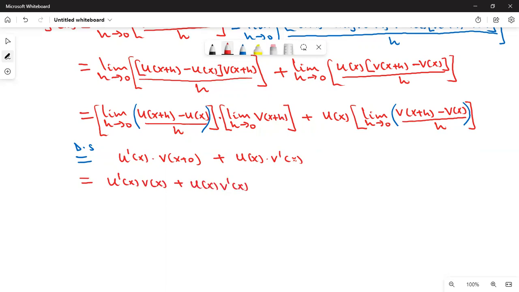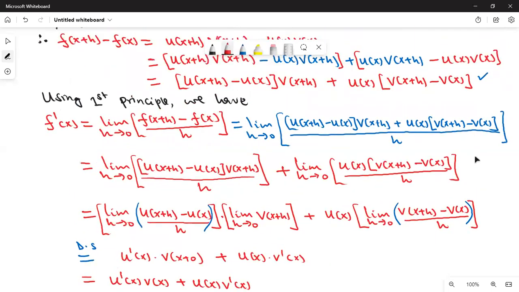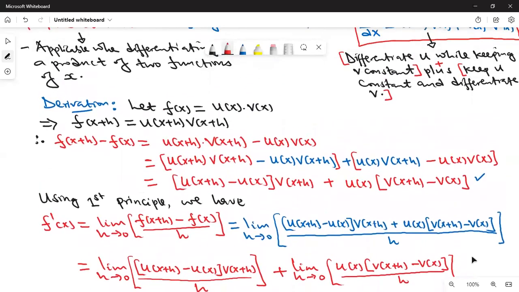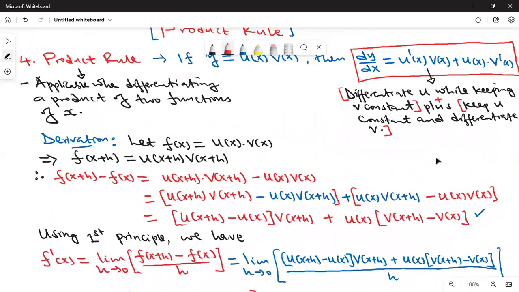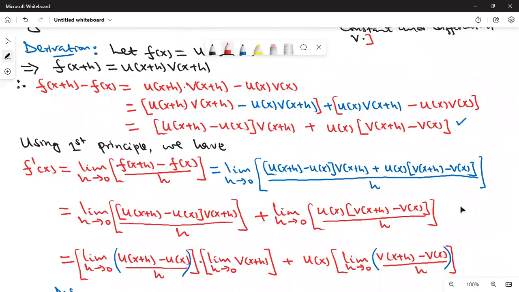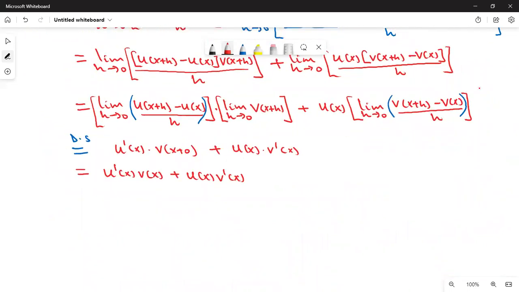And so we have shown that when you're given y is equal to u times v, then the derivative dy over dx, or f prime of x, or y prime of x, is the same as u prime times v plus u times v prime. So that completes our proof.